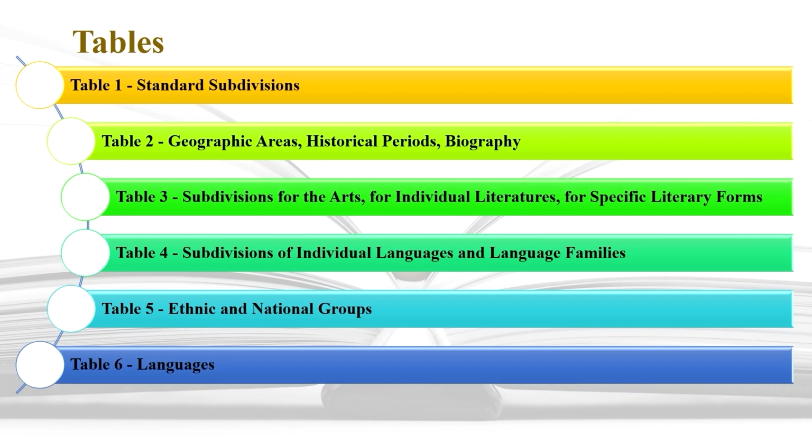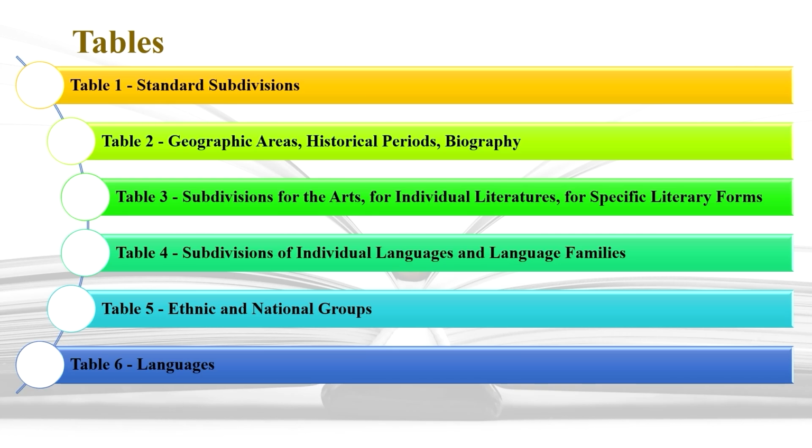What we said earlier is that there are 6 tables. In table 1 there are standard subdivisions. In table 2 there are geographic areas, historical periods and biography. Table 3 contains the subdivisions of the arts for individual literatures and specific literary forms. In table 4 there are subdivisions of individual languages and language families. In table 5 there are ethnic and national groups, and finally in table 6 the languages.